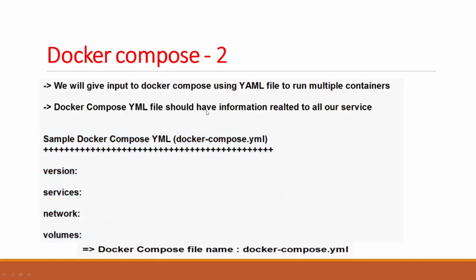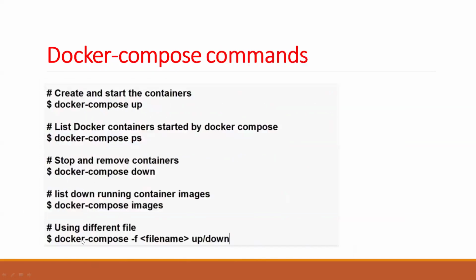The Docker Compose YAML file should have information related to all the services. So, a sample Docker Compose YAML file. What does it contain? Version, services, network, and volumes. The file is docker-compose.yaml. So how can you create the compose file? It should have information related to all our services. For example, version is there, services is there, network is there, volume is there.